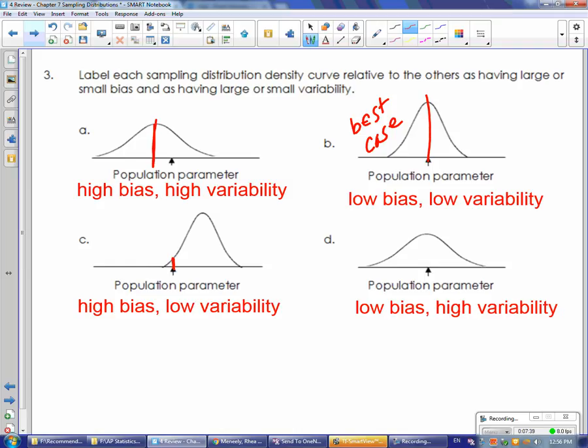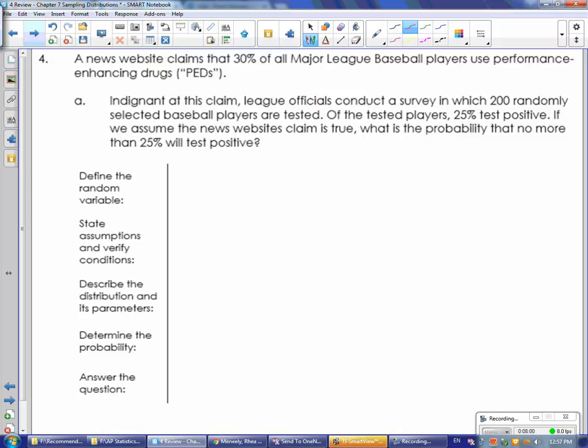In letter D, again, our distribution is centered over the parameter, so that's a good thing. And there's more variability than there was in letter B. This isn't a terrible thing, but it's not the best case. Obviously, we want to reduce variability as much as possible. So letter A would be the worst case scenario, and letter B would be the best case.